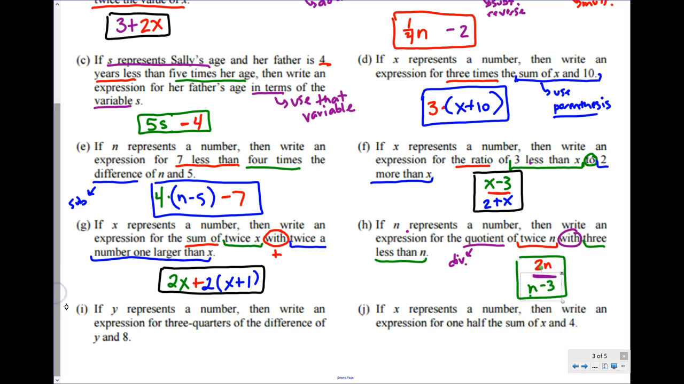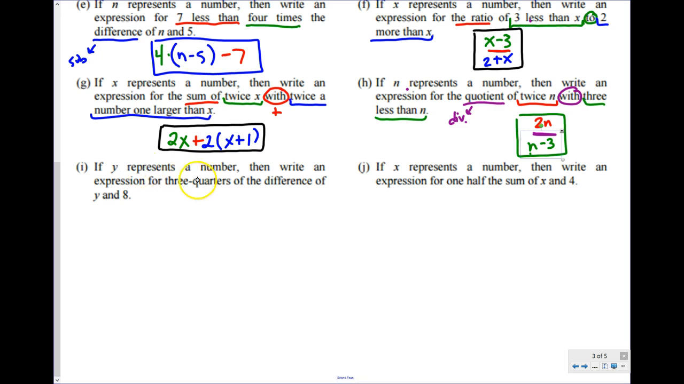Last two, letter I. If y represents a number, write an expression for 3/4 of a difference of y and 8. So 3/4 of, right here, what does of represent? Of represents multiplication. So 3/4 of is like saying this, 3/4 times. Then it says the difference of y and 8. So difference, and I'm going to put in parentheses because I have these two things, y minus 8. So 3/4 of y minus 8, the difference of y and 8.